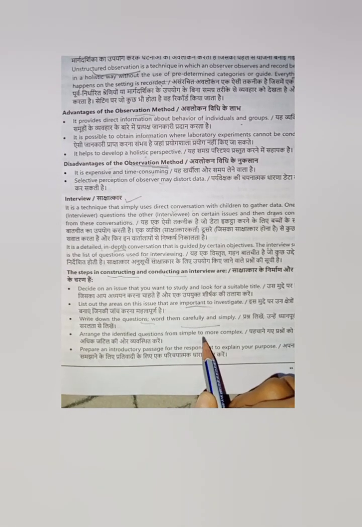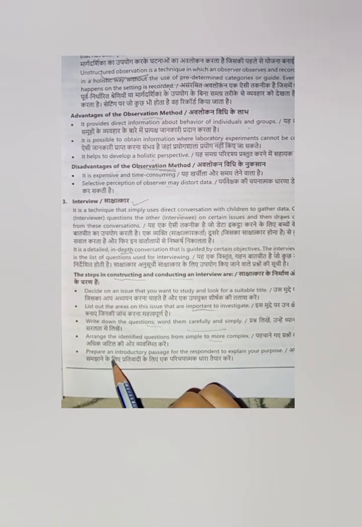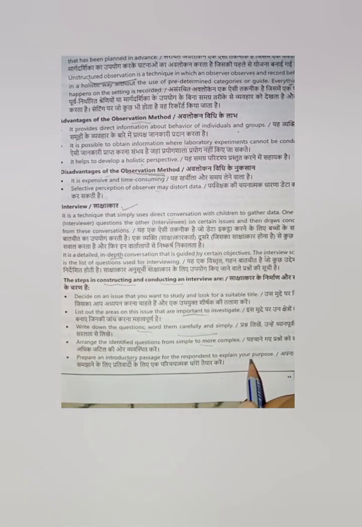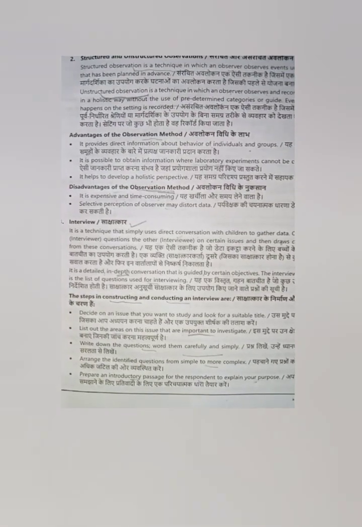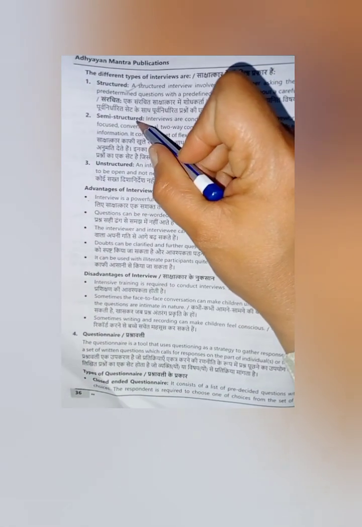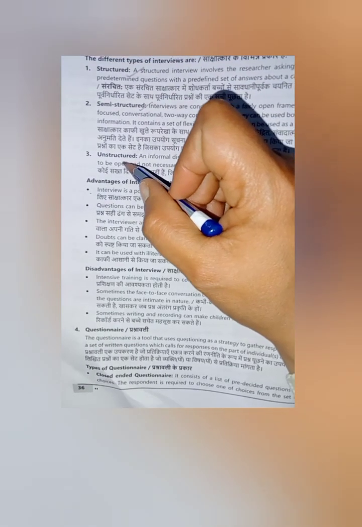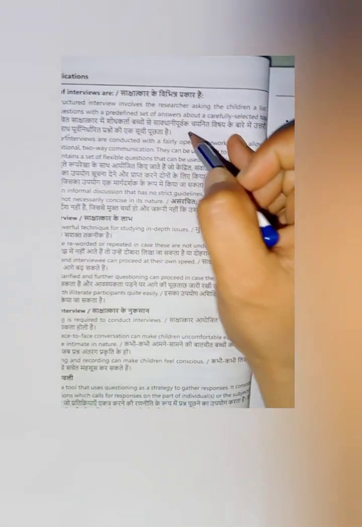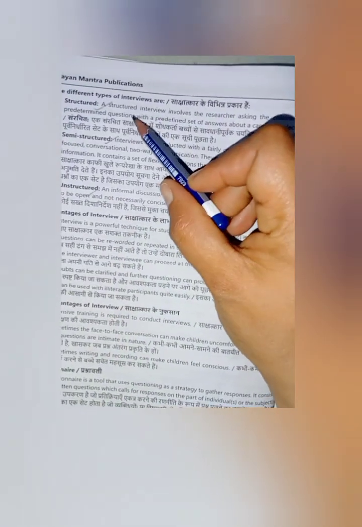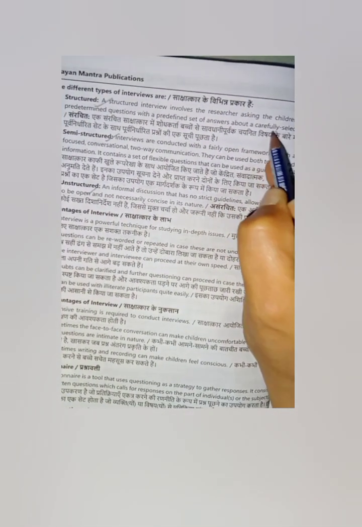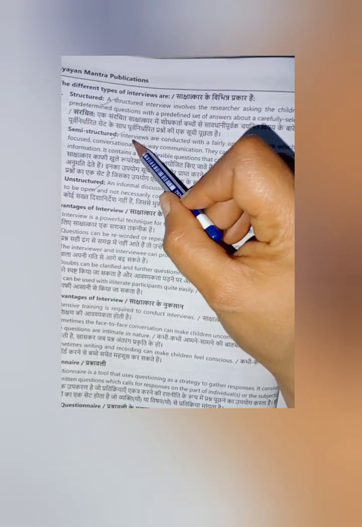Arrange the identified questions from simple to more complex. Prepare an introductory passage for the respondent to explain your purpose. Different types of interviews are structured interviews, semi-structured interviews, unstructured interviews. A structured interview involves the researcher asking the children a list of predetermined questions with a predefined set of answers about a carefully selected topic.